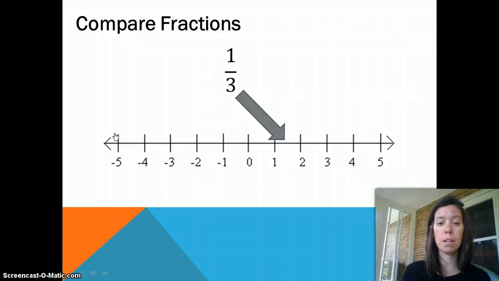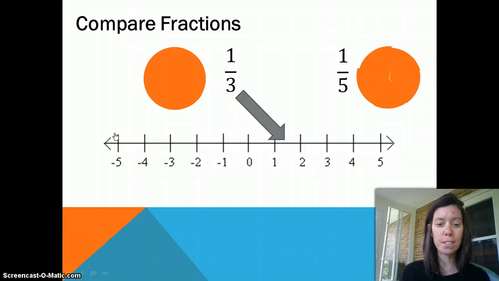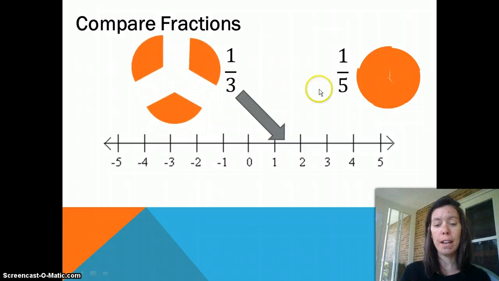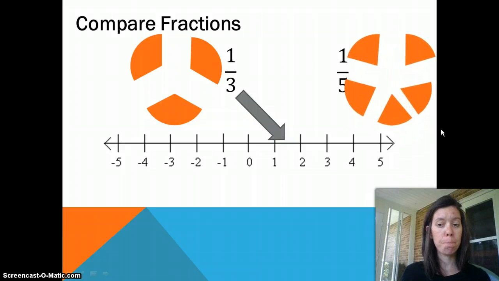Now, if we compare this number to 1/5, 1/5 is also between 0 and 1, but we don't know if 1/3 is greater than or less than 1/5. So you probably remember back in elementary school, when you first learned about fractions, you had these pie circles, and you could break them up. To represent 1/3, we break this whole into 3 parts, and to represent 1/5, we break this same whole into 5 parts.